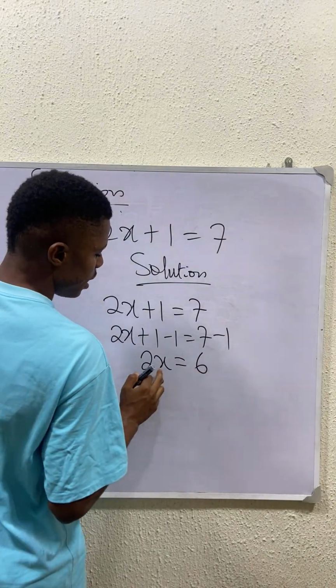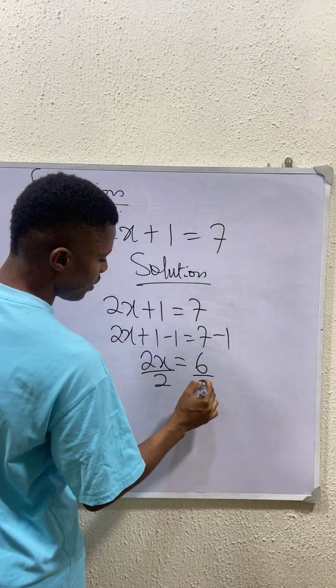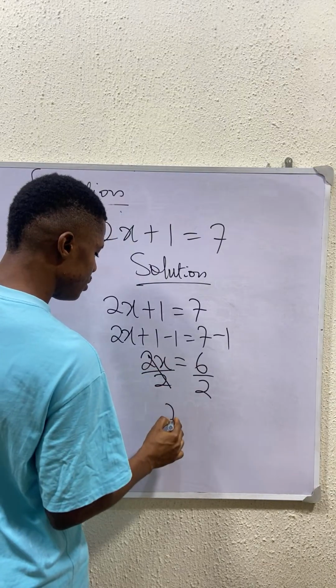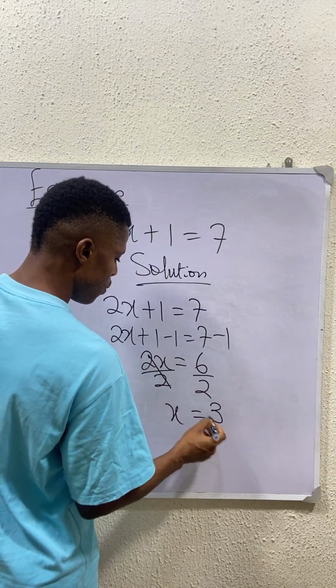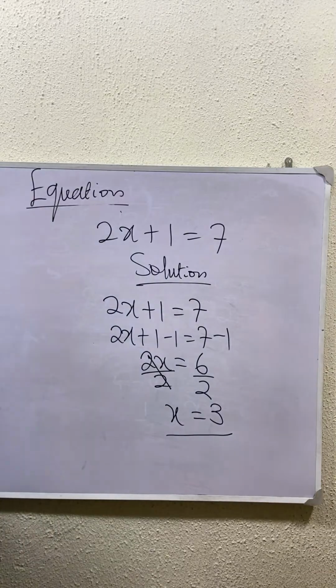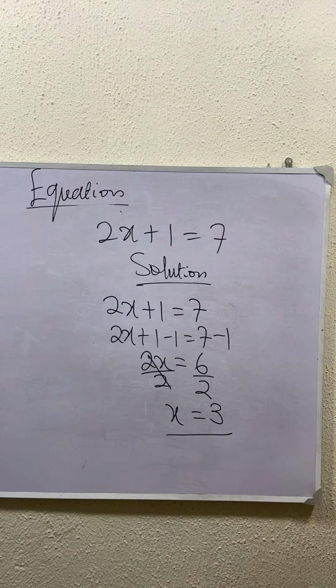7 minus 1 is 6. Then divide through by 2. Once you divide by 2, x = 3. So x is actually 3 here. This is very easy and simple to do.